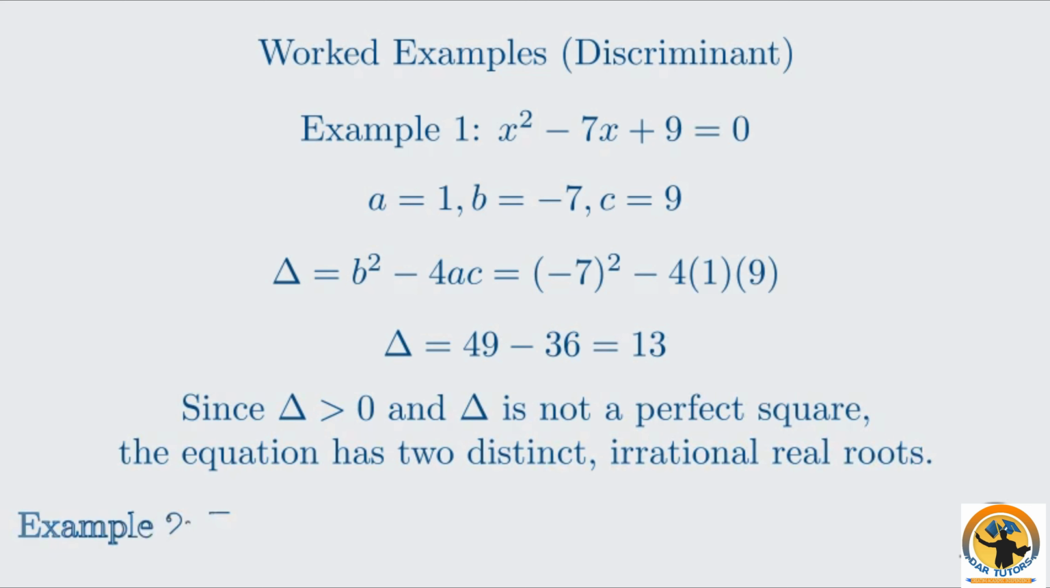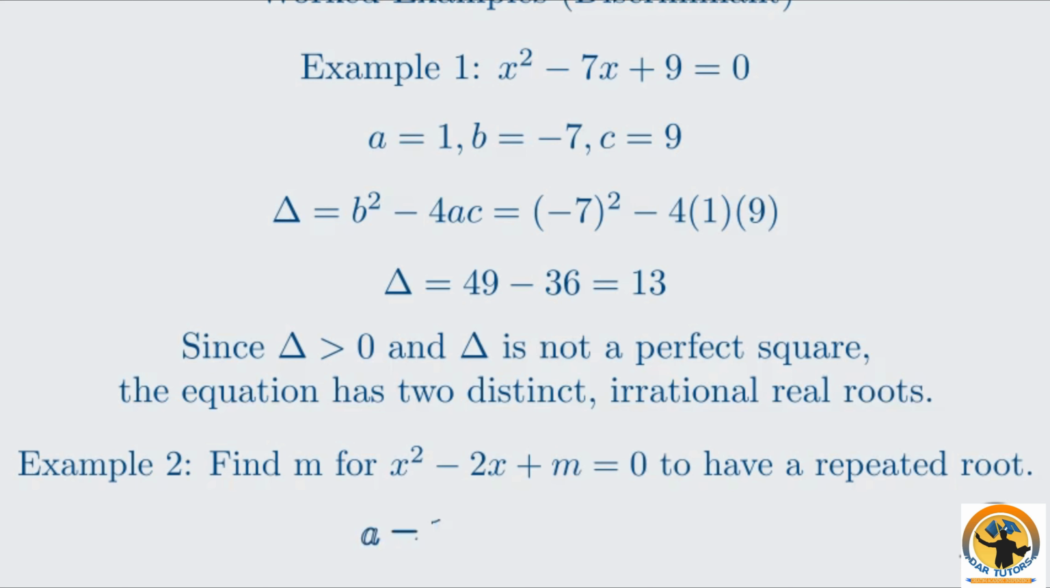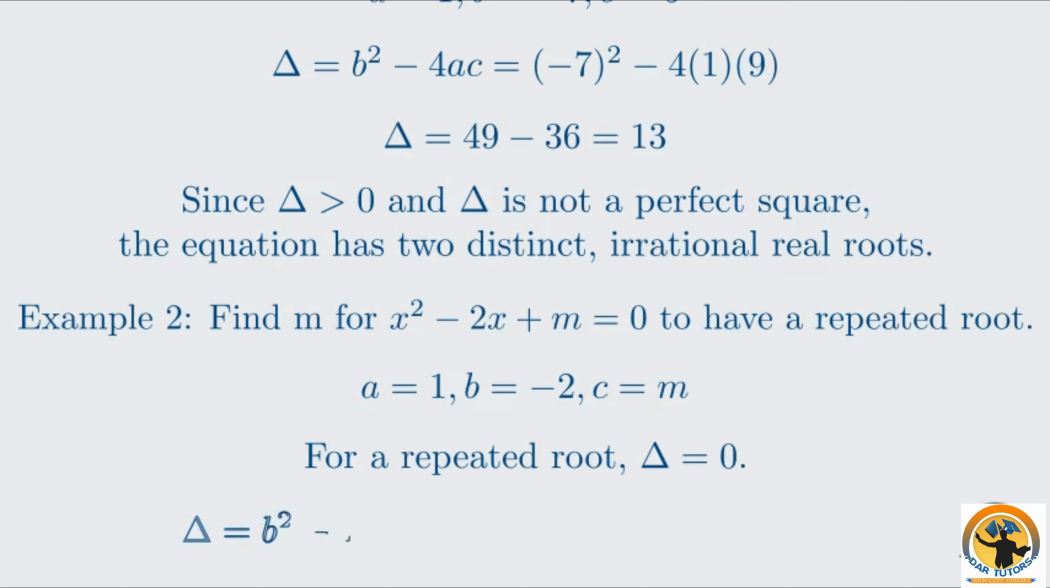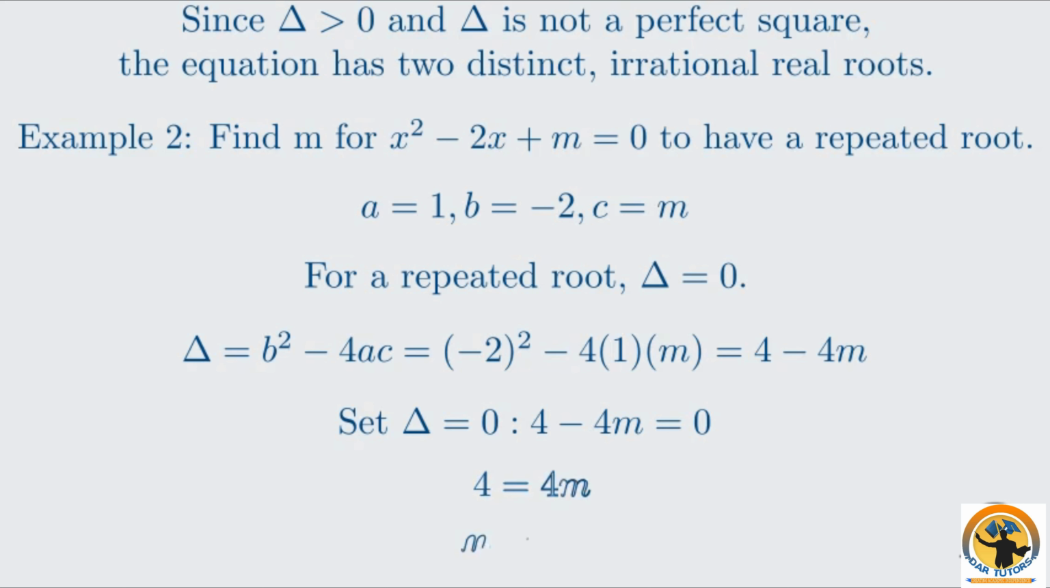Now let's find the values of the constant m, for which the equation x squared minus 2x plus m equals 0 has a repeated root. Here a equals 1, b equals negative 2, and c equals m. For a repeated root, the discriminant must be 0. So we set b squared minus 4ac to 0. This gives us negative 2 squared minus 4 times 1 times m equals 0. Simplifying, we get 4 minus 4m equals 0. Solving for m, we find that m must be 1 for the equation to have a repeated root.